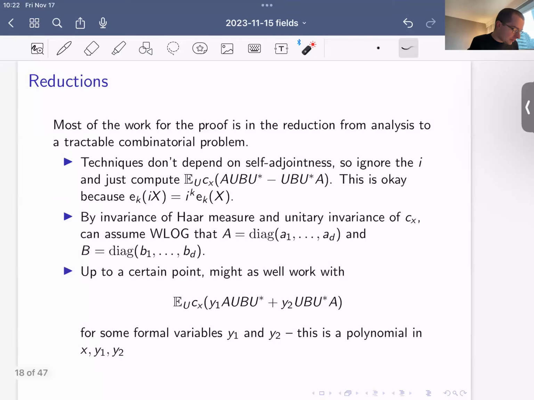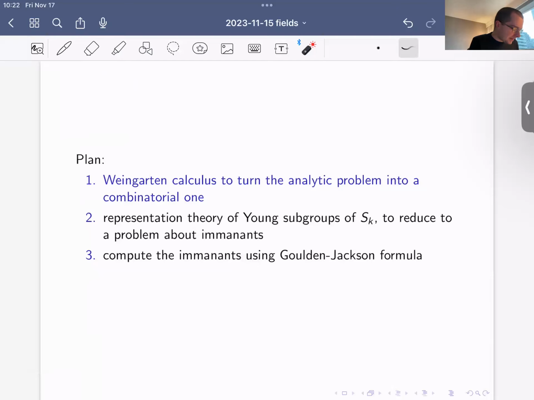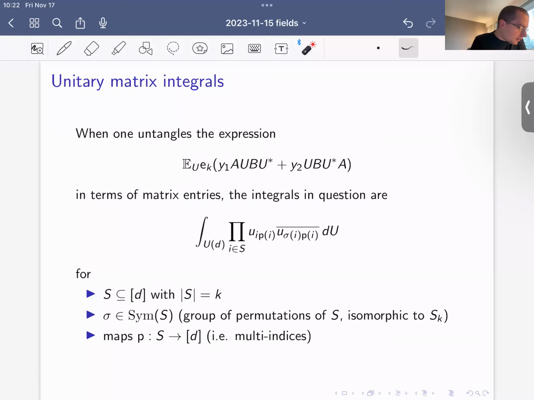Right, so here's basically the outline of the proof. The first part is to use this so-called Weingarten calculus to turn the analytic problem into a combinatorial one. And then the combinatorial problem that you get from step 1 will still be very complicated. So steps 2 and 3 are more reductions. But let's just focus on 1 for now. So, right, this is the basic expression that we're working with. It's the expected kth coefficient of the characteristic polynomial of this matrix.